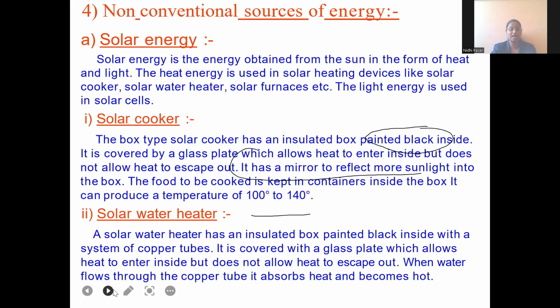The next one is the solar water heater, which is widely used nowadays. The solar water heater has an insulated box, which is also painted black. And it has a network of copper tubes, covered by a glass plate which will absorb the sunlight or the heat but will not allow it to go out. When water flows through these copper tubes, it absorbs the heat and becomes hot.